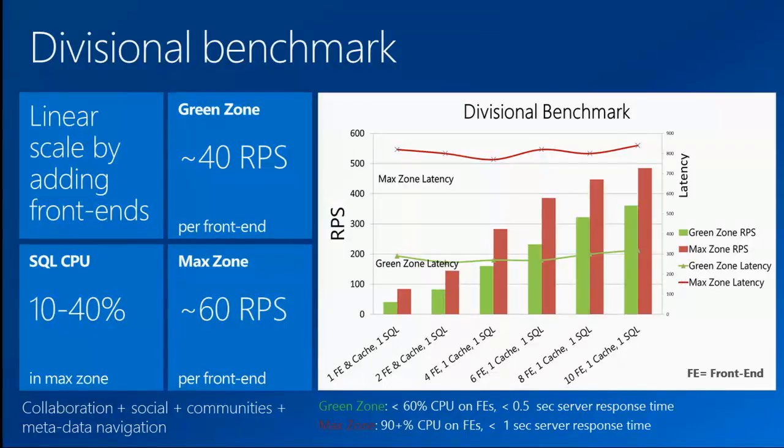10 to 40% CPU utilization, even in the max zone. You see a bit of a tapering off towards the end. That's normal. You run into various bottlenecks, stretches in the system. But look at the latency lines. You get a very nice, smooth, consistent latency, both in the green zone and the max zone.